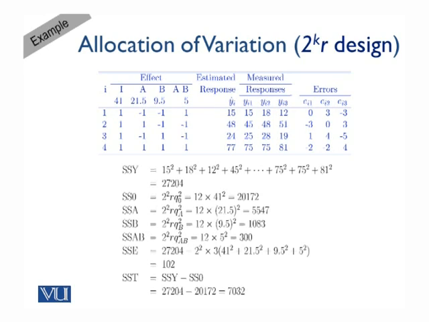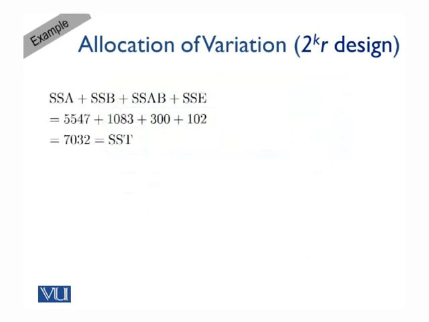This is equal to 27,204, and we also calculate SS0, SSA, SSB, SSAB, SSE. SST is actually the difference between SSY and SS0, and you can check the calculation by following the terms written on the slide. After that, we can now turn to allocation of variation. How much of the variation is explained by different factors?